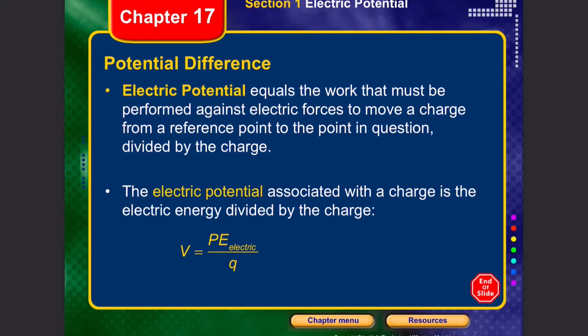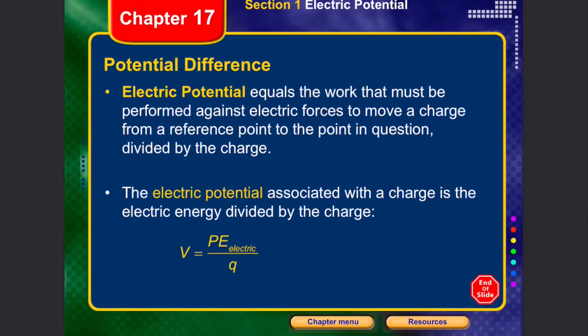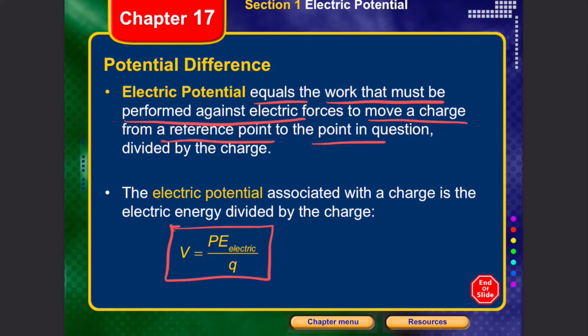So next let's talk about potential difference. We talked about electric potential. Now we want to talk about electric potential difference here. So potential difference is the amount of energy per unit charge. The amount of energy that you require per unit charge is given as electric potential. So electric potential equals the work that must be done against the electrical forces to move a charge from a reference point to the point in question, divided by the charge.